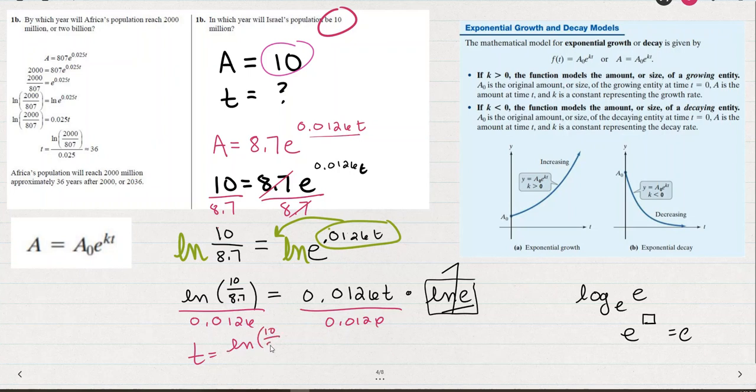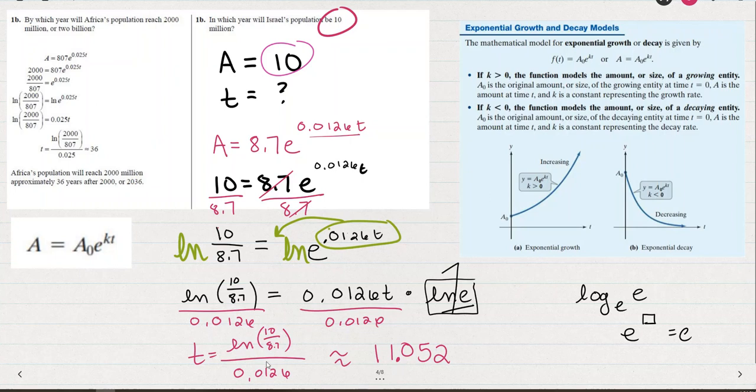The natural log of 10 divided by 8.7, divided by k, which is 0.0126. And approximately, when I put this into a calculator, I'm going to type in ln, natural log, 10 divided by 8.7, and then close the parenthesis, divided by 0.126, and that gives me approximately 1.1052. There's 4 decimal places, so that is, let me check that one more time. Yeah, I think when I initially wrote that, I put the decimal incorrectly.